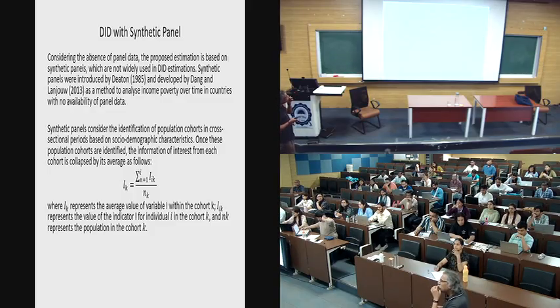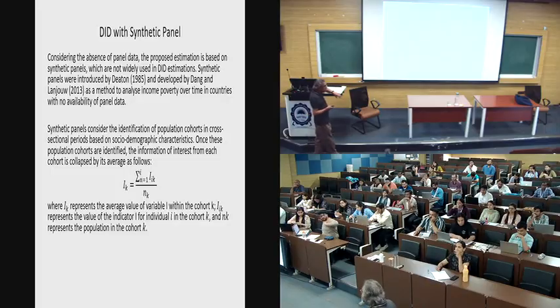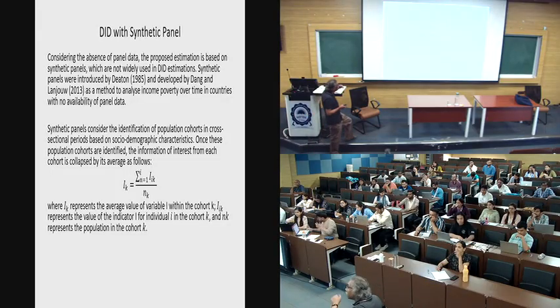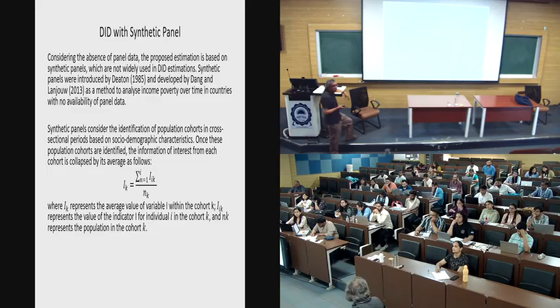The concept is quite old. It was introduced by Deaton in 85 and further developed by Dang and Lanjouw in 2013. And their main purpose was to look at the income poverty over time in countries where you do not have any availability of panel data. You will observe the same thing.